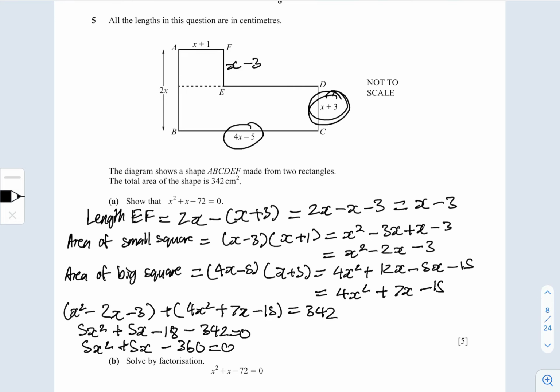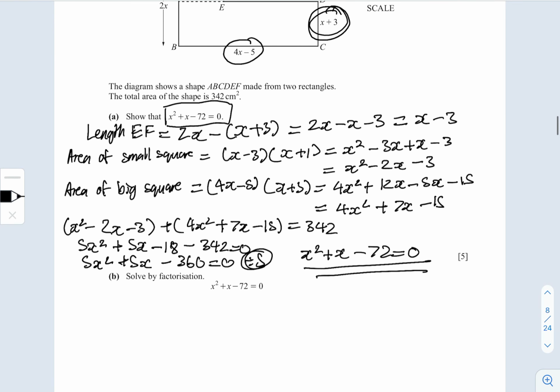Now let's divide all of them by the common factor of 5. You get x squared plus x minus 72 equals 0, which is this information here. Therefore, you have proven that with the areas, you can show that x squared plus x minus 72 equals 0.